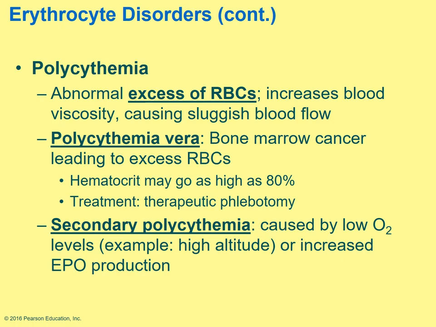Polycythemia is an abnormal excess of red blood cells. Like I said, that's going to increase the viscosity and it's going to get real sluggish, and you have a potential for blood clots and decreased blood flow. What leads to this? Possibly cancer in the bone marrow can lead to excess red blood cells. Your hematocrit may go way high.